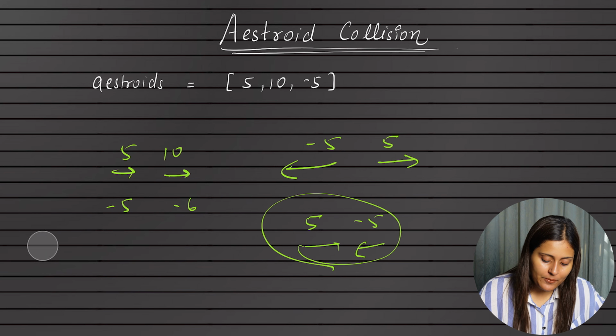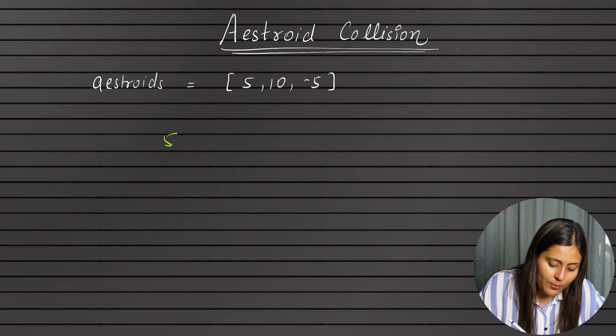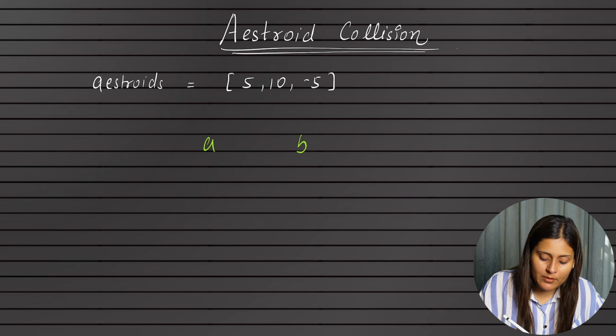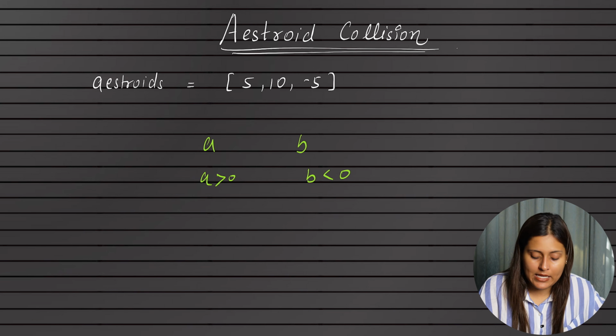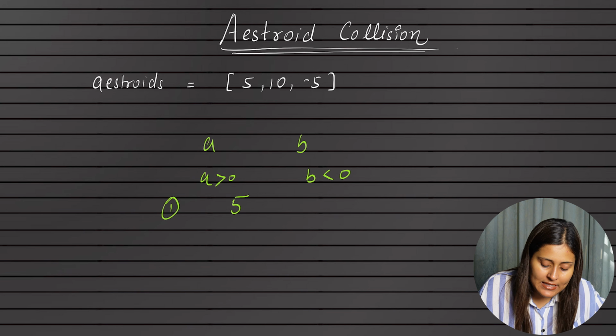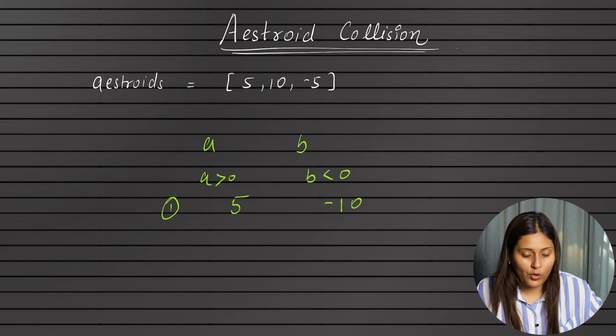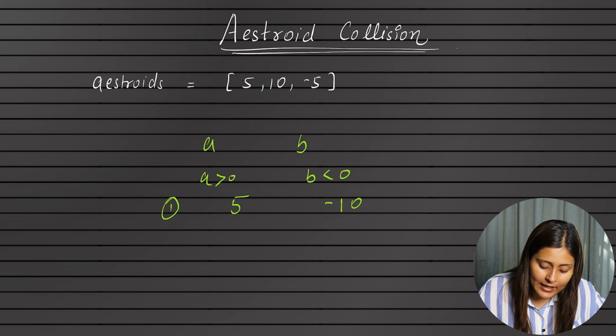But just this one case is not enough. Suppose A and B are two numbers. A is the first number, so A should be positive and B should be negative. Now in this also 3 cases stay. Suppose A is positive, 5, and B is negative, -10. Definitely they will collide, but as the question says, the smaller will vanish, so 5 will vanish and only -10 will stay.